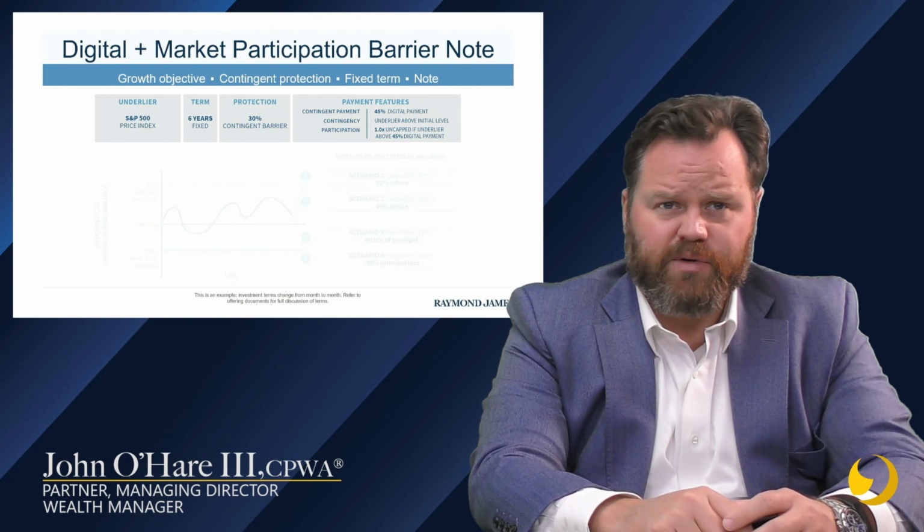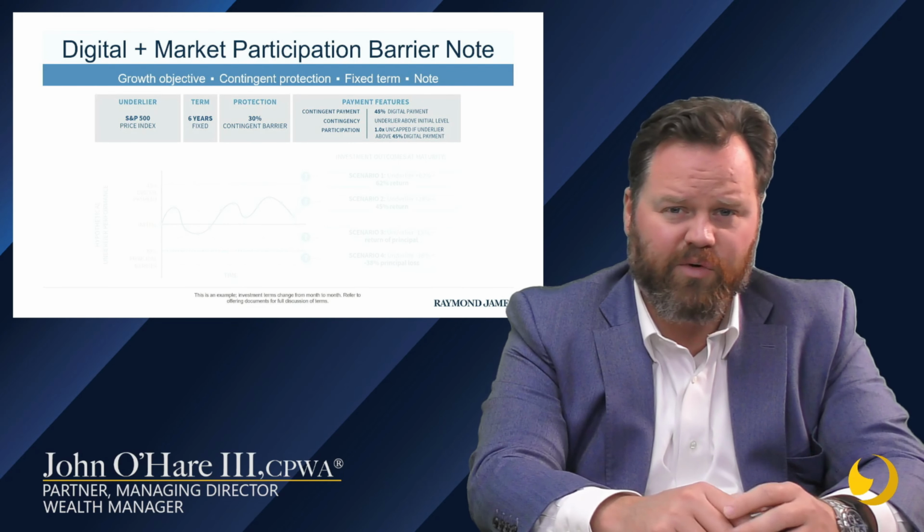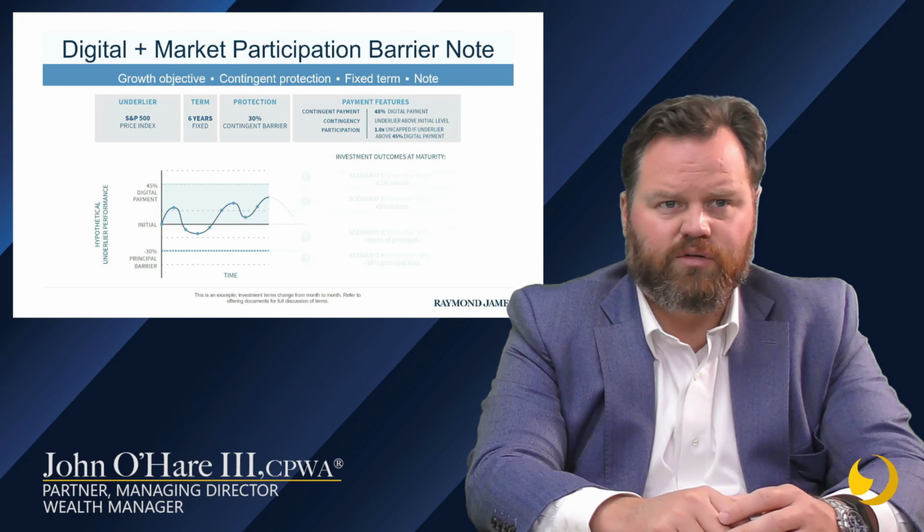Digital and market participation barrier notes. Boy, these names are a handful, but really the understanding of how they work is more important. We're going back to the S&P 500. This one's a 6-year note, and we have a contingent barrier of 30%. So what is a digital coupon payment?